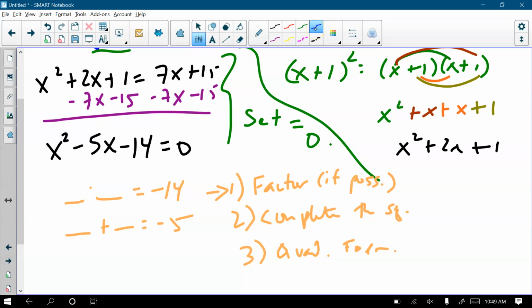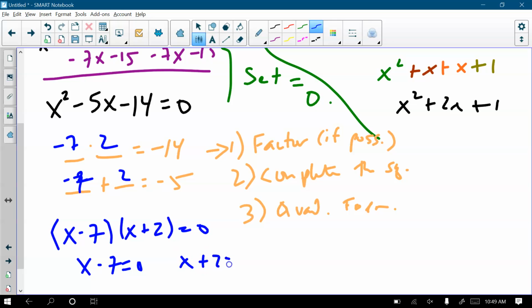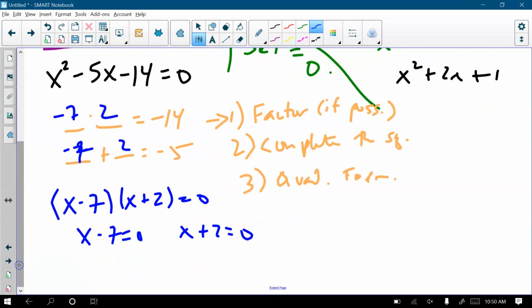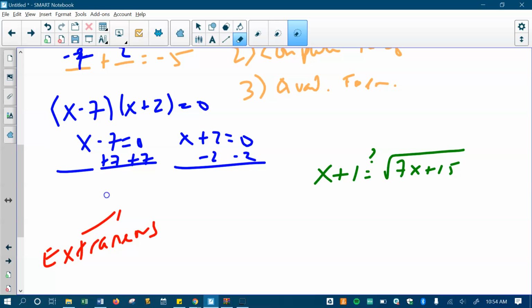Let's see if I can think of two numbers. Pause the video if you're not sure. Oh, I got it. Negative 7 and 2. So that means in factor form, I'm going to get x minus 7 and x plus 2 equals 0. And now I need to solve each part, so I need x minus 7 equals 0 and x plus 2 equals 0. I'm not explaining this part too much because, again, we've had a chance to do this multiple times in the class. We got x equals 7 and x equals negative 2.